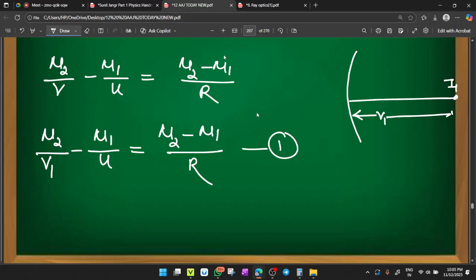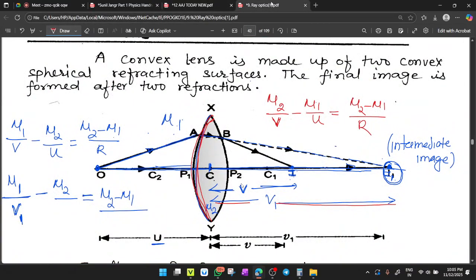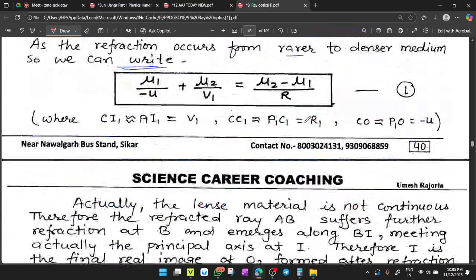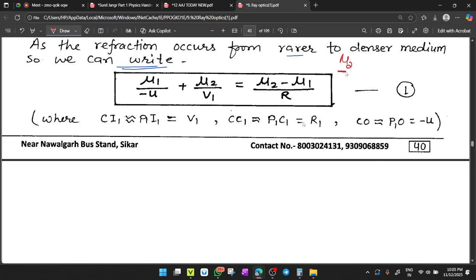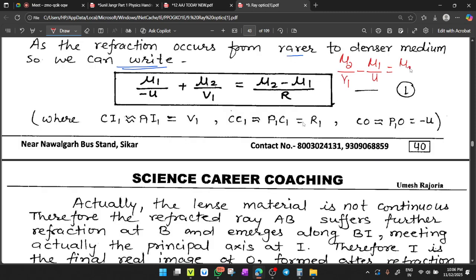Done? Given? So this is the first part, mu2 upon V minus mu1 upon U equals mu2 minus mu1 upon R. And the same result becomes mu2 upon V1. You can also write it like mu2 upon V1 minus mu1 upon U equals mu2 minus mu1 upon R. Agree?